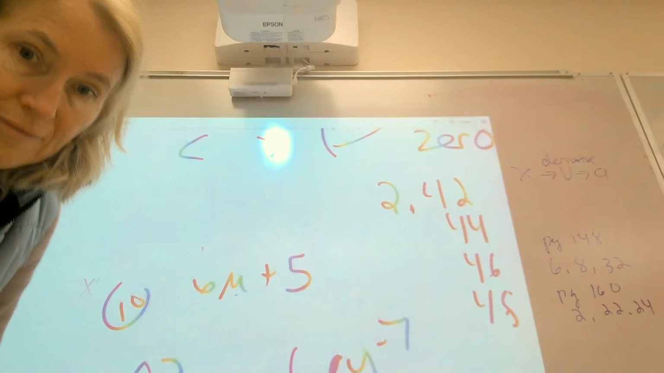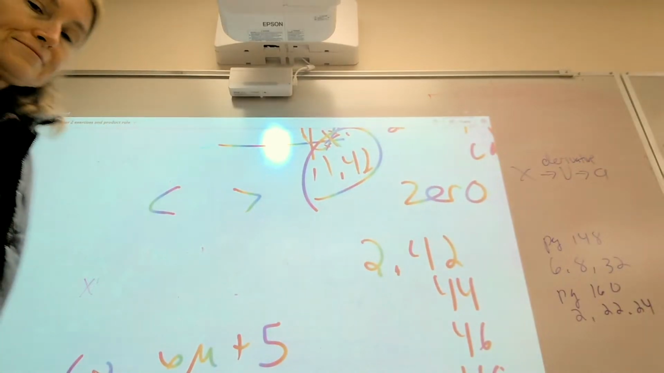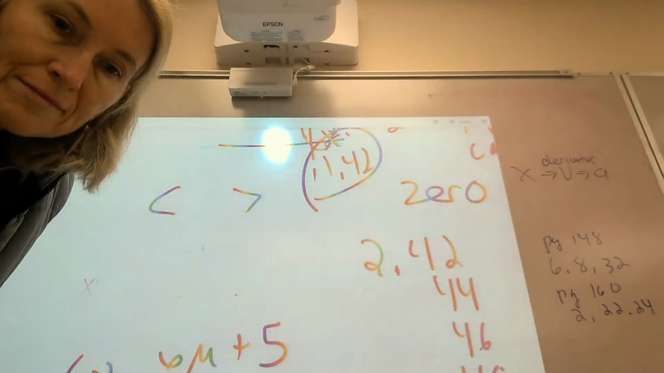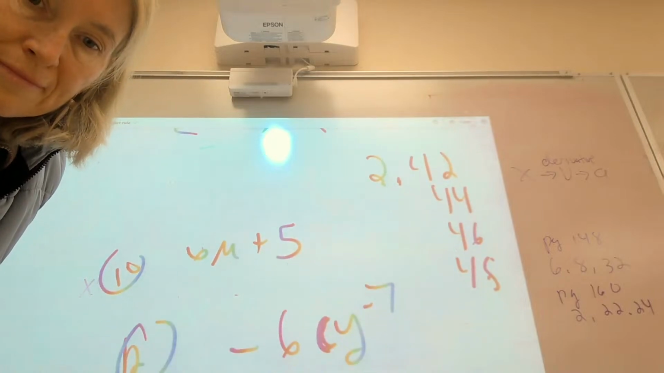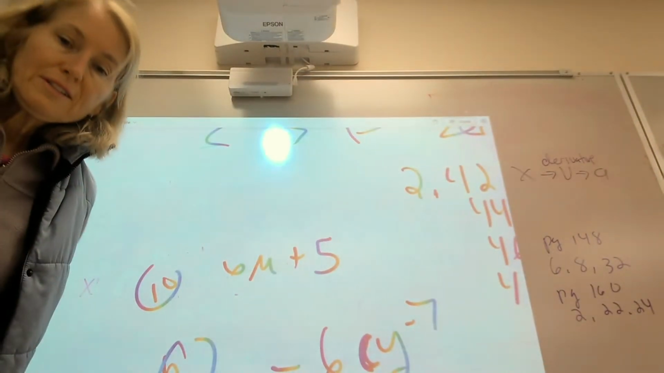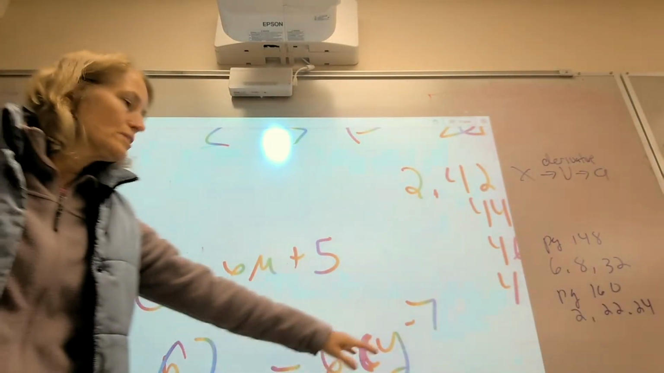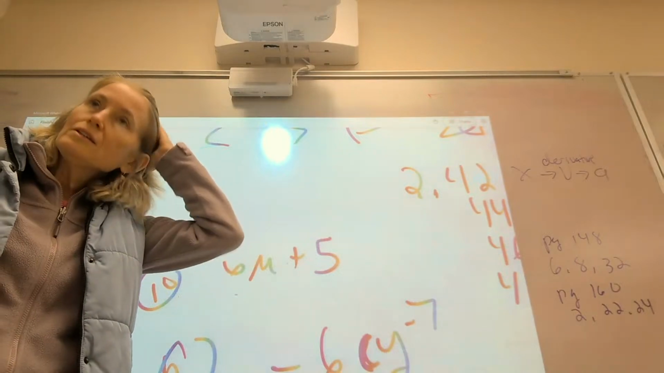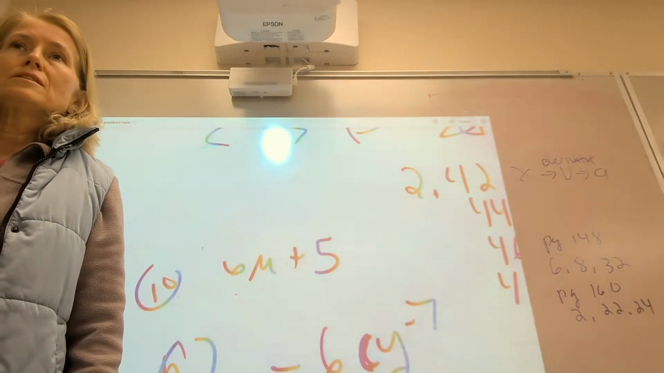I have C 6 over y to the 5th. Should be negative 6cy to the negative 7th. I think when you subtracted, you added instead. Yeah.